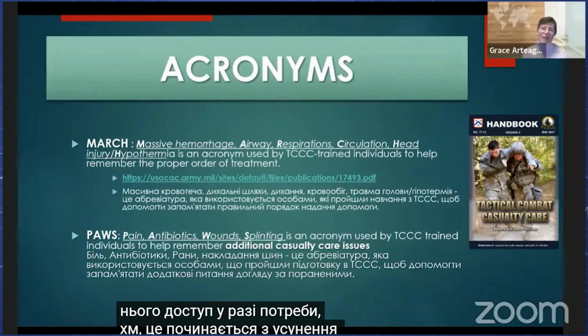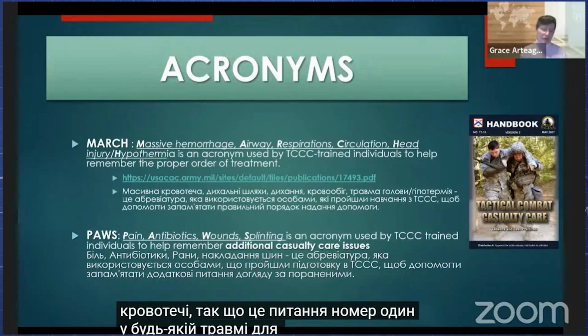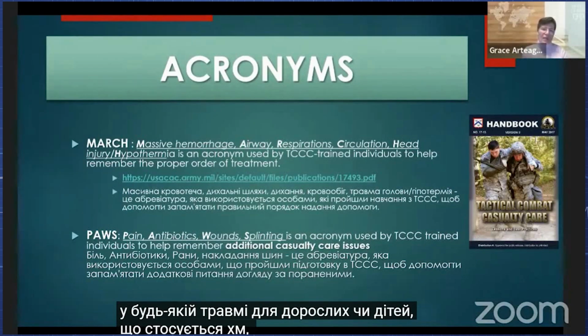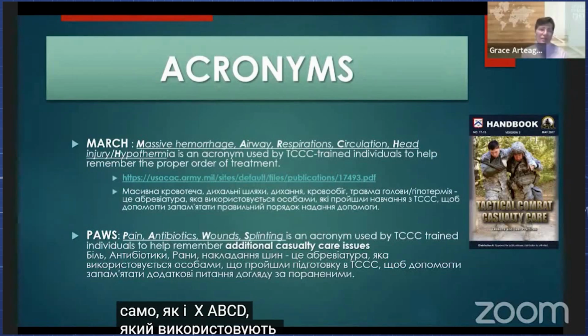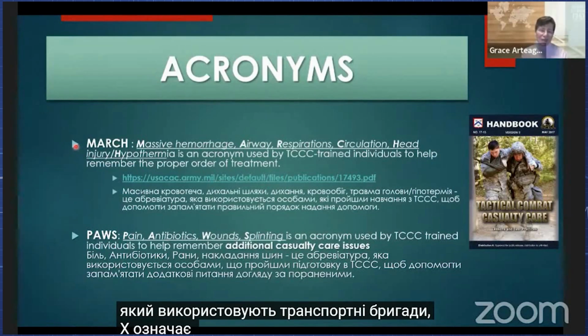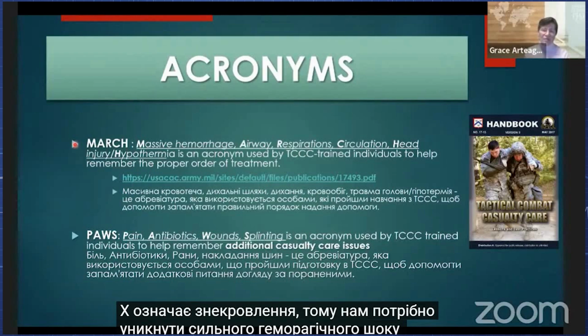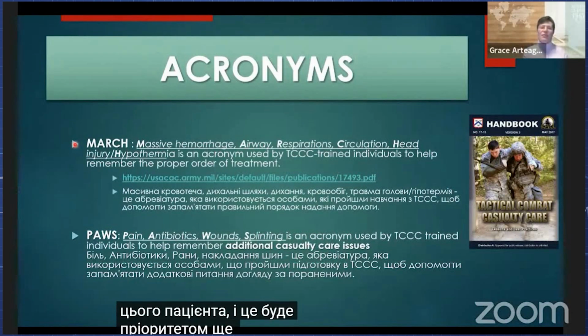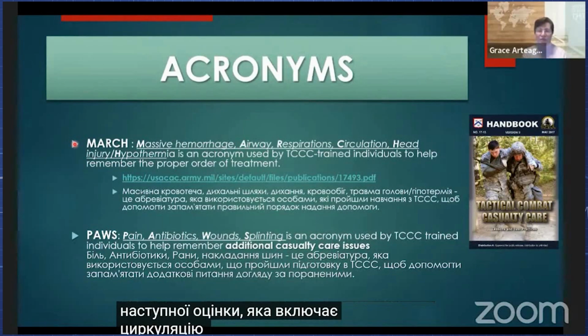It starts by addressing massive hemorrhage. That's the number one thing in any kind of adult or pediatric trauma, addressing hemorrhage, because that's how your patients will die. The same thing with the XABCD, which is used by the transport teams. The X stands for exsanguination. We need to avoid severe hemorrhagic shock in this patient, and that's the priority even before you get into the next assessment, which includes airway, respirations, circulation.